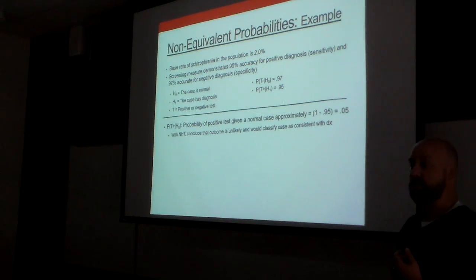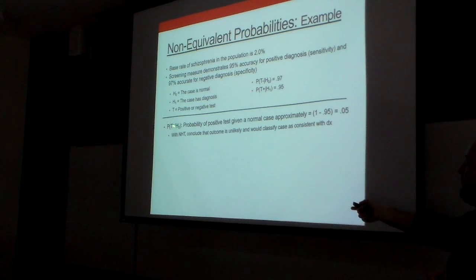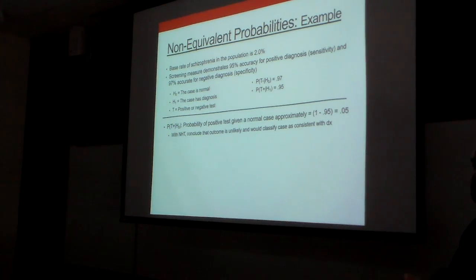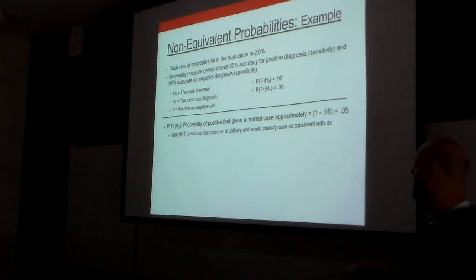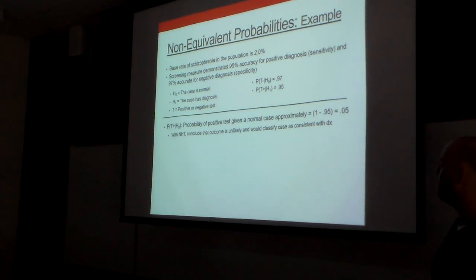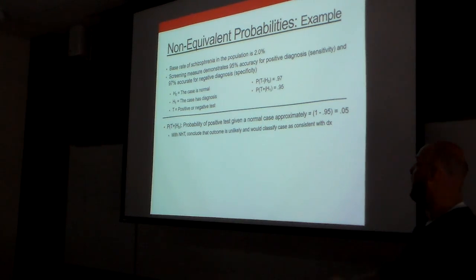So here are actual probabilities, but if we set this up, we would be looking at this from a significance setting. We're saying the probability of the data that we've got, a positive test, assuming that the null hypothesis is true, is very low, right? And so in this case, we would conclude that the outcome is unlikely and that we would classify this case as consistent with the diagnosis, right? We would say it's unlikely for us to identify someone as having a positive test when they actually weren't, and then we're going to say, well, you probably actually do. Based on this test, we're saying that you have schizophrenia, right? Because this doesn't happen very often.